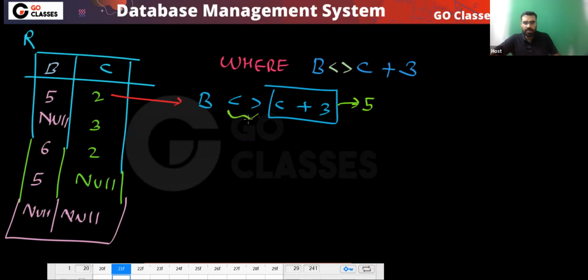And what will this give me? Finally, what will this give me? B is not equal to 5, so 5 is not equal to 5. So this will give me false.